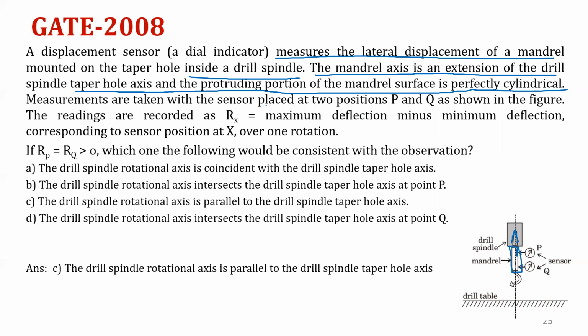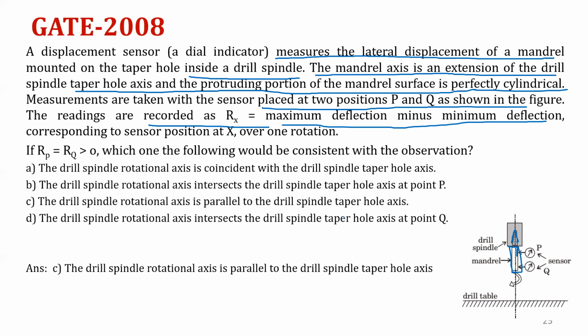Measurements are taken with the sensor placed at 2 points P and Q as shown in the figure. The readings are recorded as Rx, maximum deflection minus minimum deflection, corresponding to a sensor position X over 1 rotation. So we are rotating this mandrel and observing the maximum deflection and the minimum deflection. If Rp equals Rq greater than 0, which one of the following would be consistent with the observation?